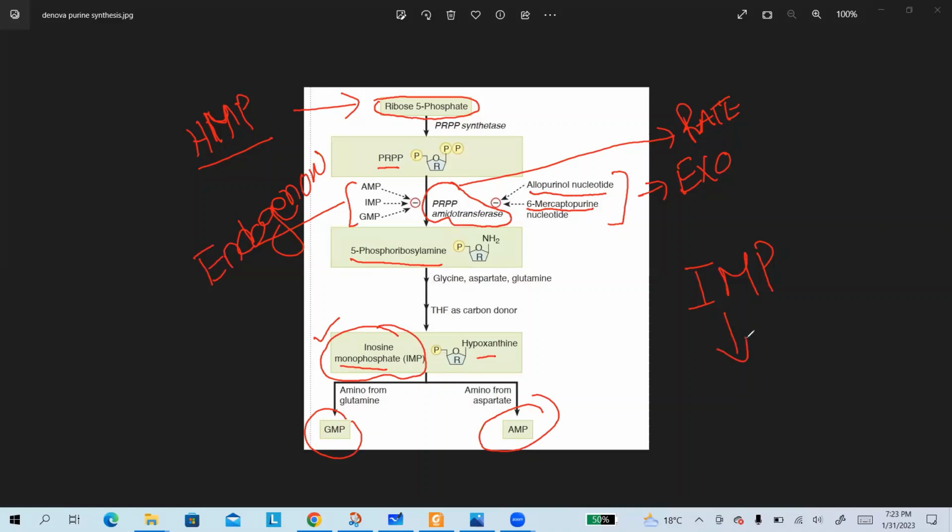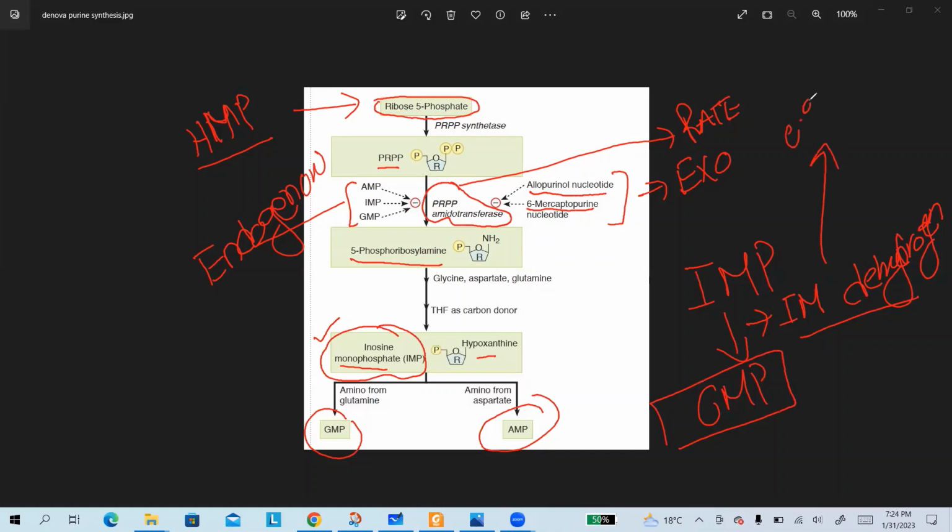IMP is converted into GMP by an enzyme called inosine monophosphate dehydrogenase. So this is the enzyme which catalyzes the reaction leading to the conversion of inosine monophosphate into GMP. There are drugs which inhibit this inosine monophosphate dehydrogenase. The drugs are mycophenolate and ribavirin.